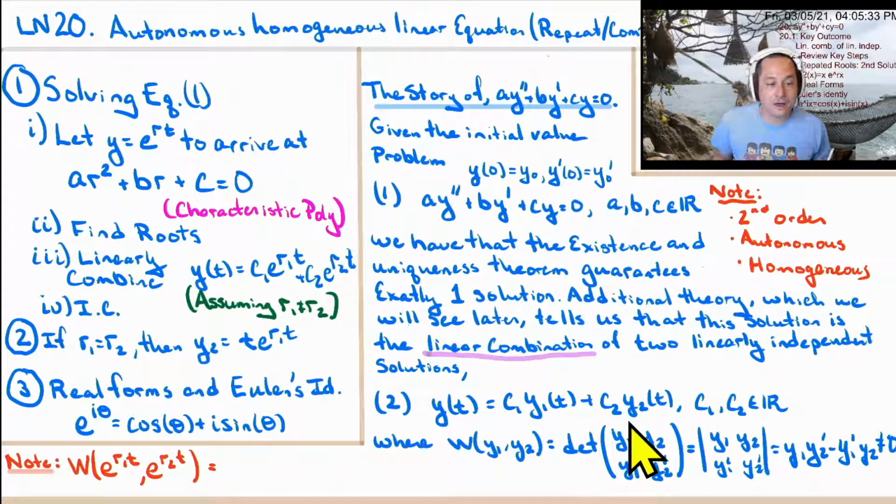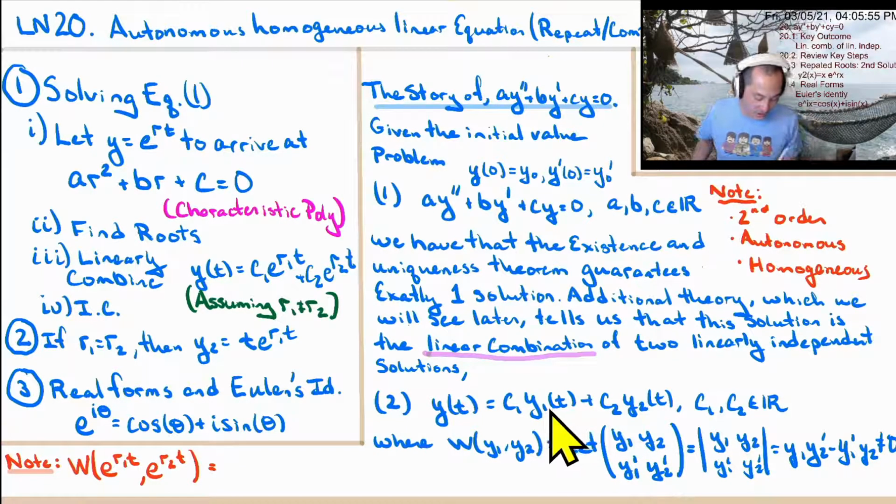What is a linear combination? A linear combination is math talk for making new things from old things. What are our old things? Our old things are our solutions y1 and y2. What is the new thing we want to make with them? I want to make this new y function. How do I make that y function out of my old things?